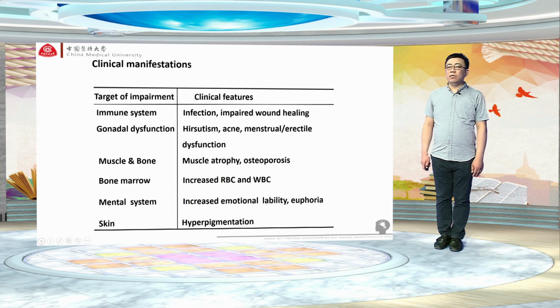For the gonad, we all know that cortisol overproduction can inhibit FSH and LH secretion. So in this kind of patient, male patients may have erectile dysfunction, and female patients may have menstrual disturbance. And the zona reticularis can secrete adrenal androgen. So when it is involved, this patient may have hirsutism and acne.